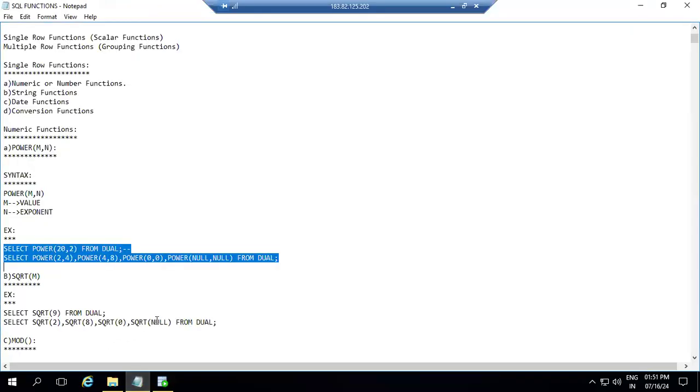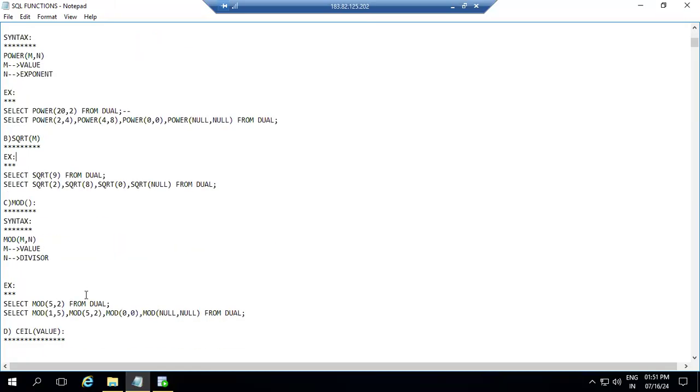Coming to the next function, it is the square root. Square root returns the square root value of the specified number. It gives the square root of a given number, and the input value must be positive. Whenever we use square root, the input value should be positive. Why should it be positive? You can observe here.